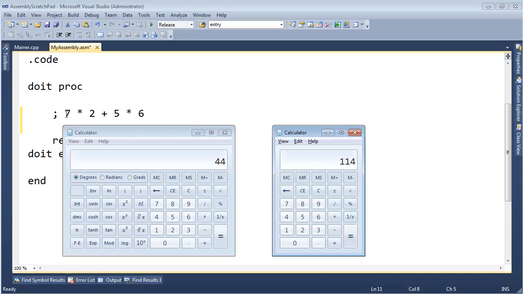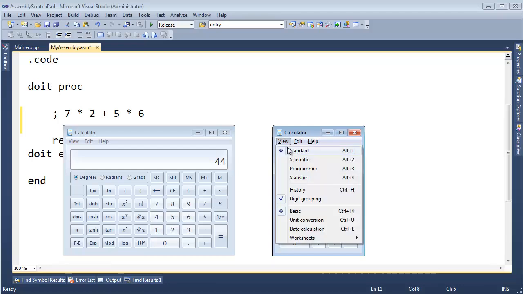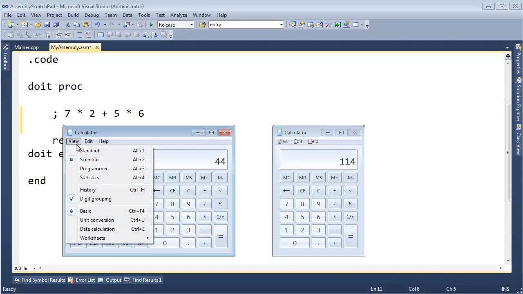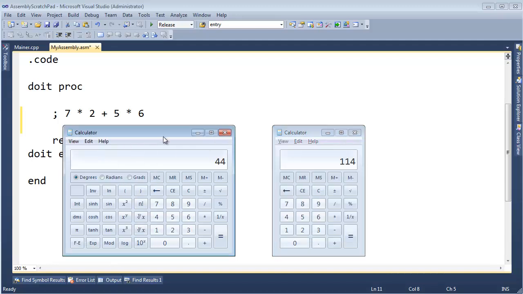Now when I asked my son, what's 7 times 2 plus 5 times 6? He said 44. He got it correct. But then I had him punch it into the calculator in standard mode, and it came out as 114, and he was thoroughly confused and frustrated because he'd assumed that the calculator was right. How could a calculator be wrong? Well, this calculator is correct in the context it's made to understand. I'm in standard mode here, and over here, this one is in scientific mode, and it's a little smarter. It understands the order of operations.